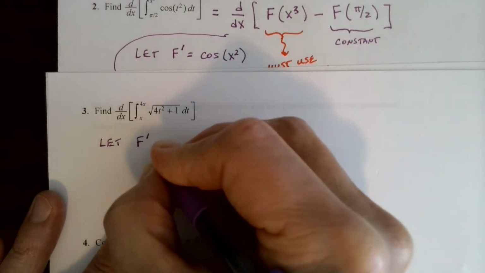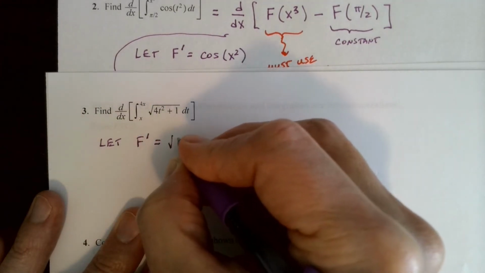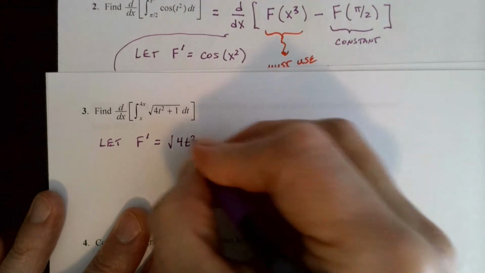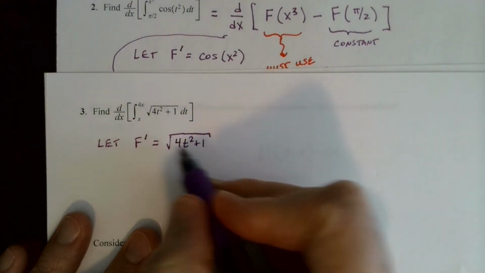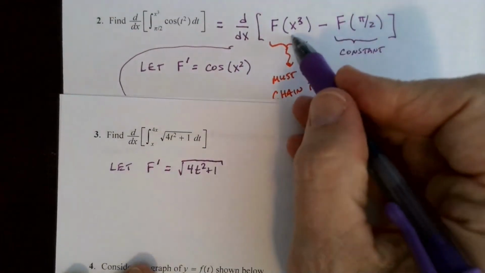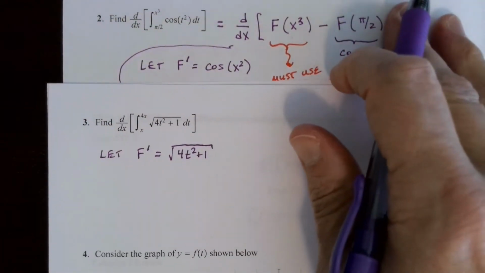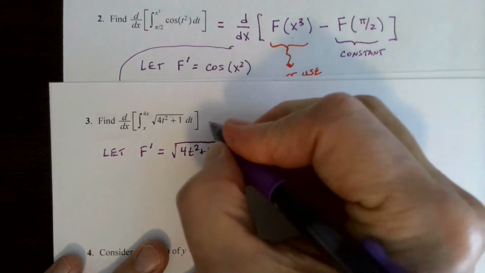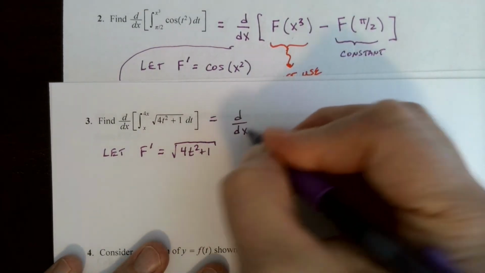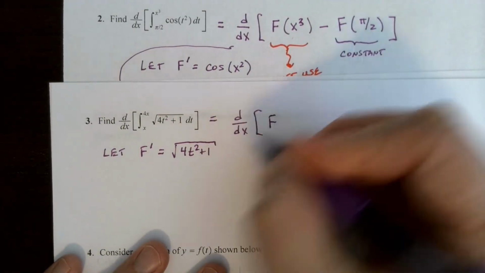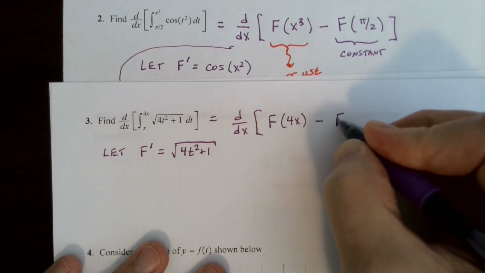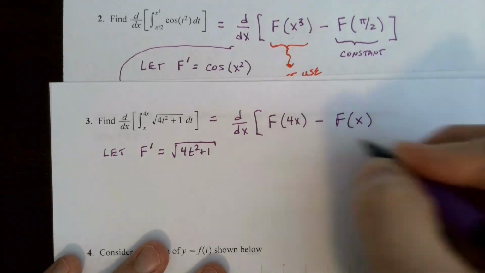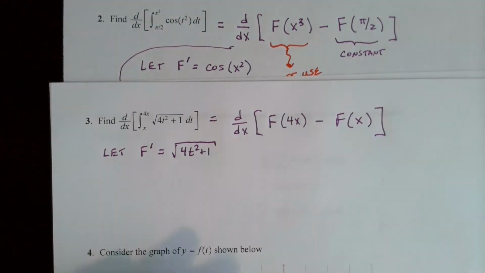Okay, so again, I'm going to let the derivative of capital F be the square root of 4t squared plus 1. I'll use t this time. It doesn't really matter, the variable, because we're going to plug in, like we did over here, some function of x. So then this is what? The derivative with respect to x of the antiderivative, which is capital F, evaluated at the upper limit of 4x, minus the antiderivative evaluated at the lower limit.